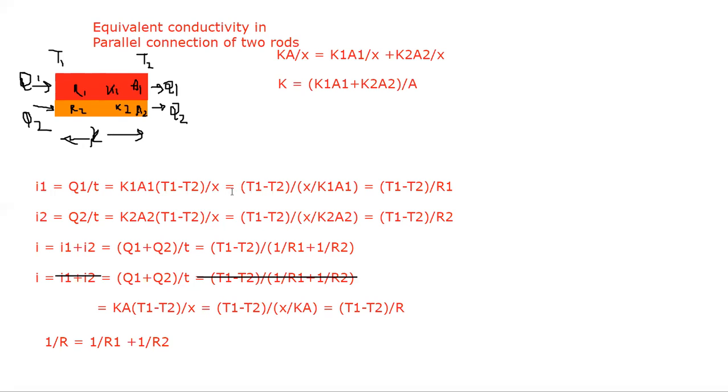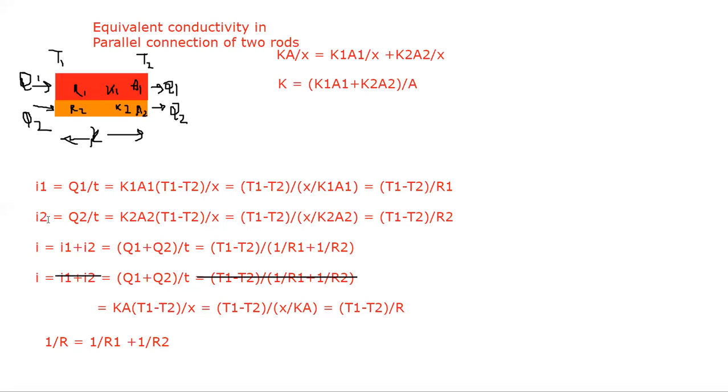Now for our purpose to be fulfilled, we can take K1 A1 below X in the denominator. So T1 minus T2 divided by X by K1 A1, and this is analogous to T1 minus T2 by R1. We all know from Ohm's law, potential difference divided by the resistance. So in this case heat current is equal to the temperature difference divided by the thermal resistance.